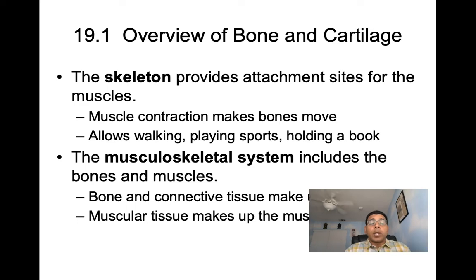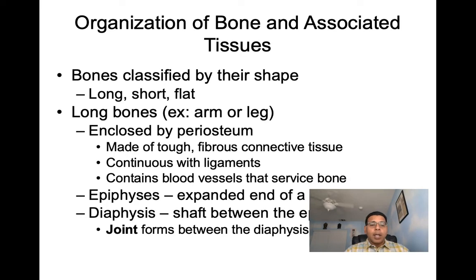So let's move forward and let's talk more about bones. Now, when we talk bones, a bone is going to be classified by its shape. They can be classified either as long bones, short bones, flat bones, or irregular bones. Bones are going to be enclosed in a tough, fibrous connective tissue covering called the periosteum.